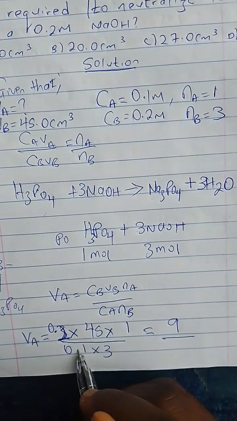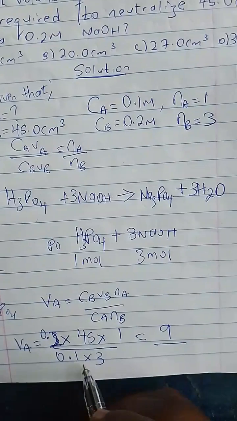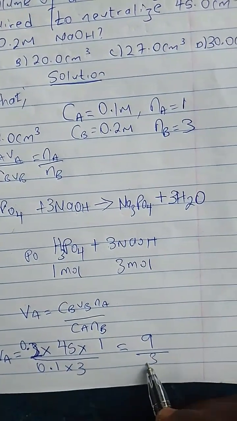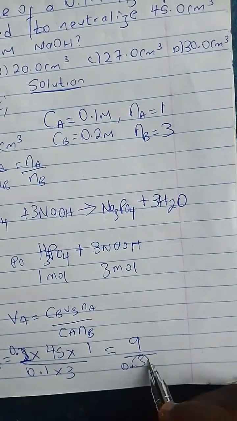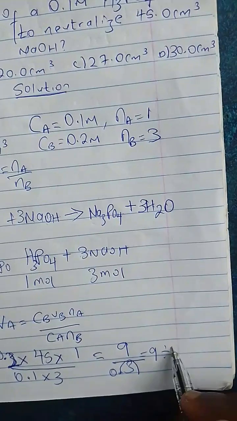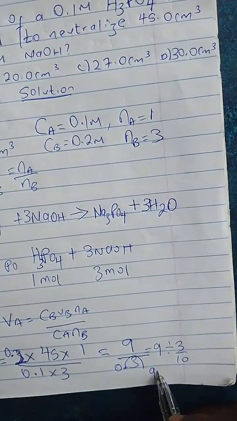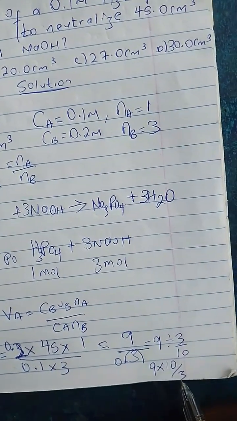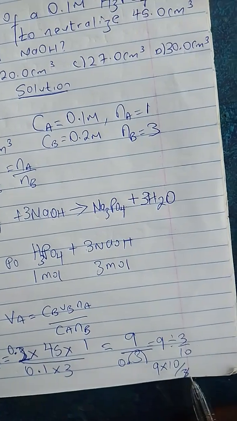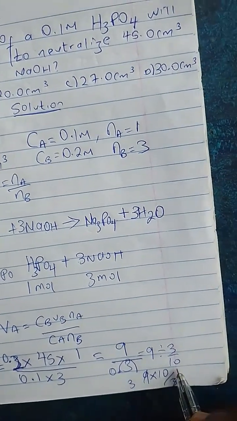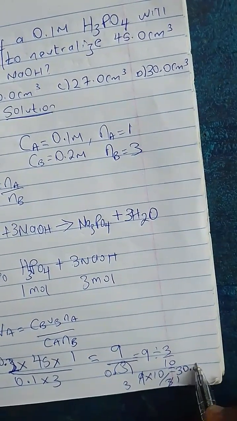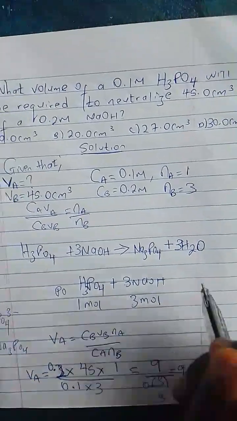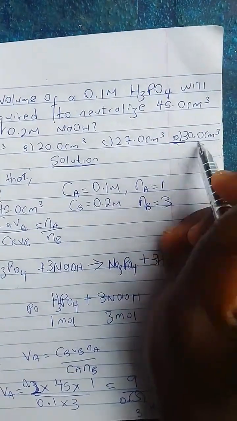Now let me use a math trick here. 3 times 0.1, I will get 0.3. So if I move this like this, I will get 9 divided by 3 over 10. And if I say 9 times 10 over 3, 3 divided by 9 gives 3, 3 times 10, we have 30.0 cm cube. Now this is our answer, 30.0 cm cube.